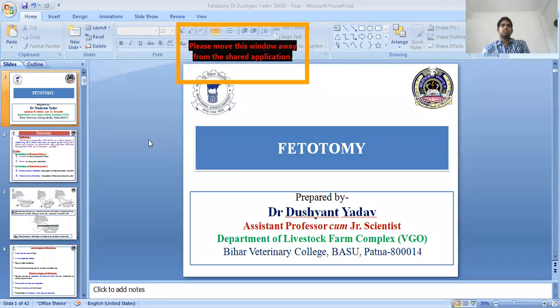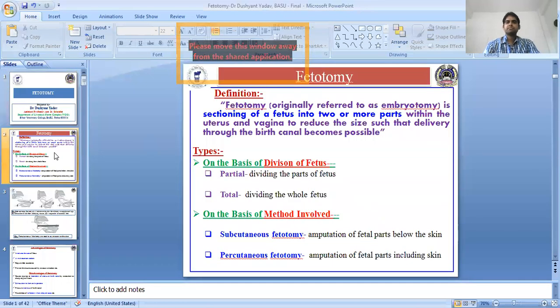So, fetotomy. What is fetotomy? Fetotomy is nothing but the sectioning of the fetus into two or more parts within the uterus and vagina to reduce the size, so that delivery through the birth canal becomes possible.